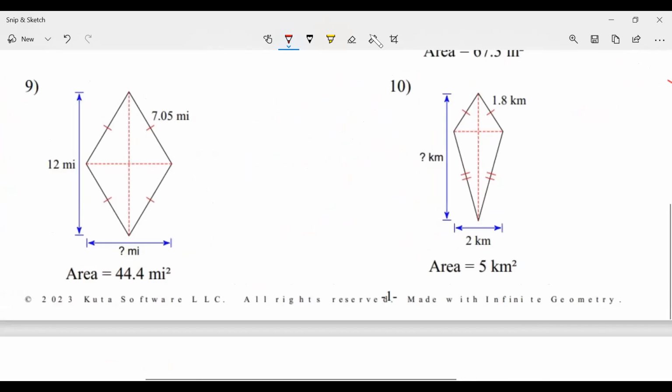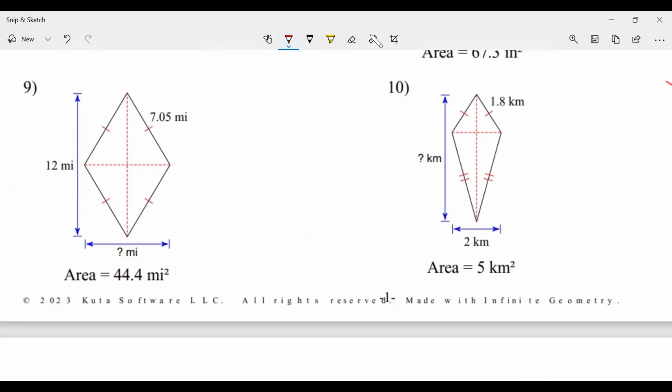Looking at question number 9, that looks like a rhombus. So I remember for the area of a rhombus, I multiply my 2 diagonals. I see one of them is 12, the other one is x, right? It's a question mark, so I don't know what it is. I multiply my 2 diagonals, 12 times x, and then I divide it by 2. All of this is going to equal the area, which is 44.4.